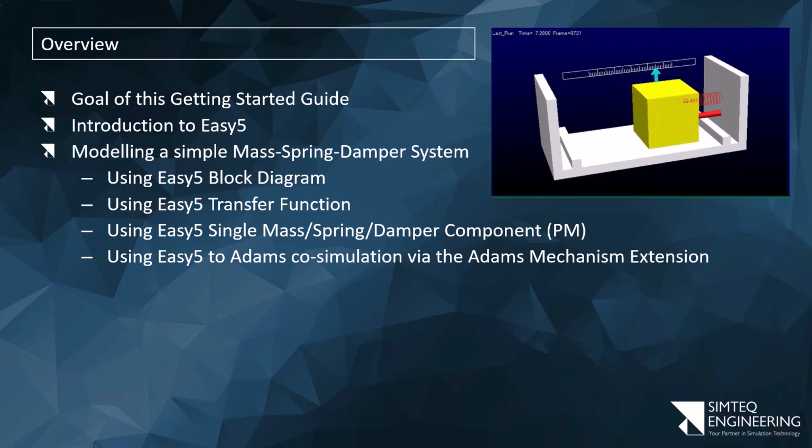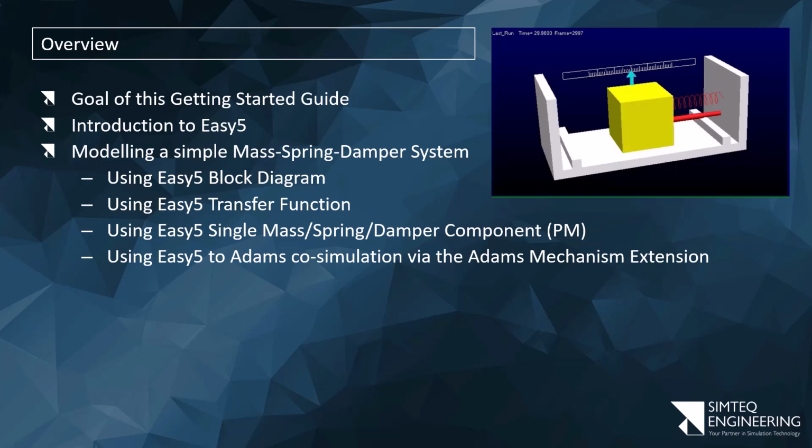Now, if you are an Adams user, this might appear to be a very simple model, and it is. And to anyone who's done engineering physics or dynamics at university level, you should be fairly familiar with the concept of the single mass spring damper system. But what we're going to do in this video is look at how to replicate the dynamics of this system using, firstly, the Easy5 block diagram approach, which simply models the mathematical equations directly in Easy5.